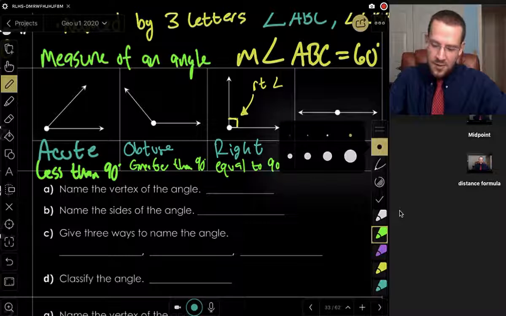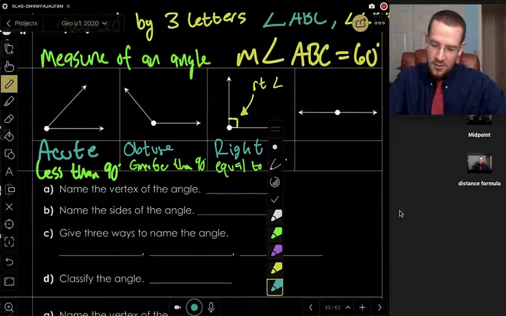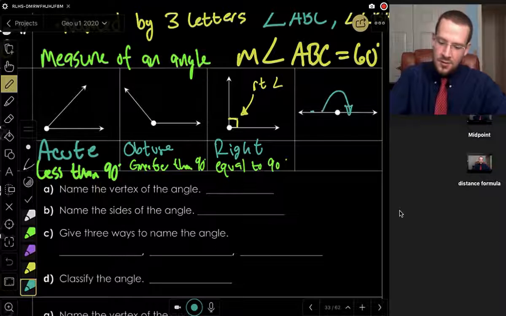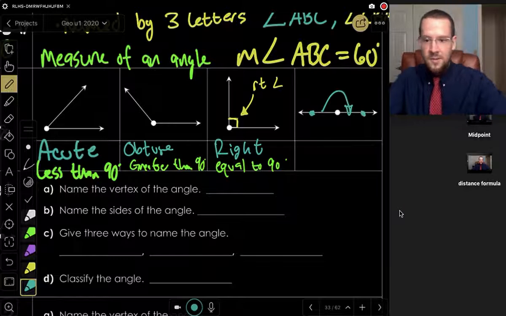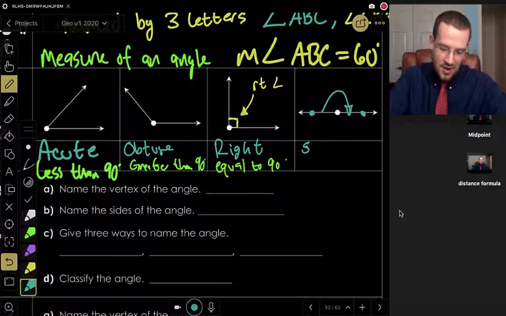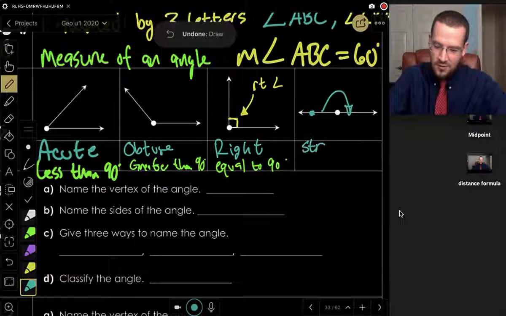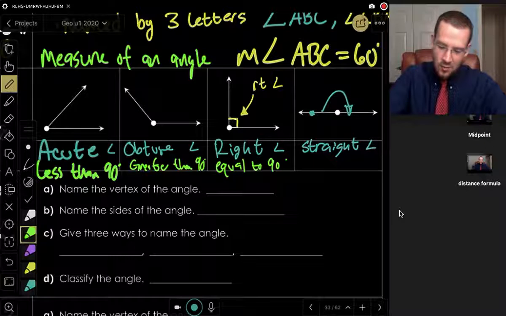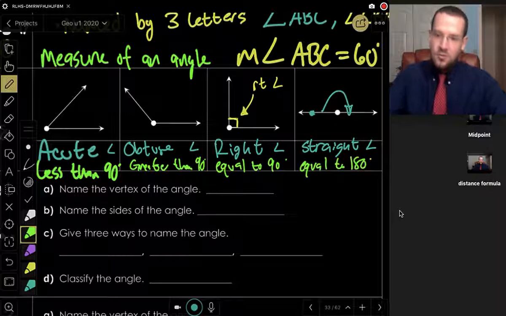And then finally, this might be the only angle that we are unfamiliar with. This angle over here is actually a straight line, right? There are always 2 points on a line. So here we have a straight line somewhere, and this is what we call a straight angle. It's a straight line, so this is a straight angle. That's the type of angle it is. Acute, obtuse, right, straight angle, and this is equal to 180 degrees.